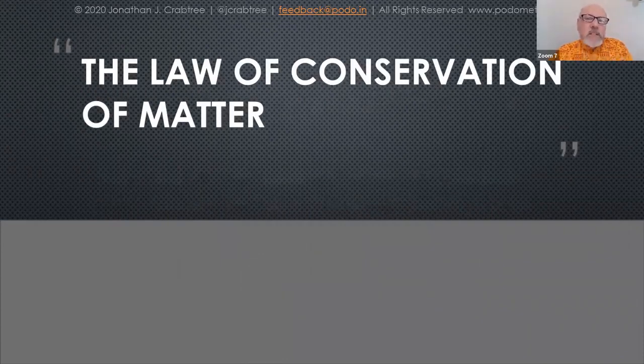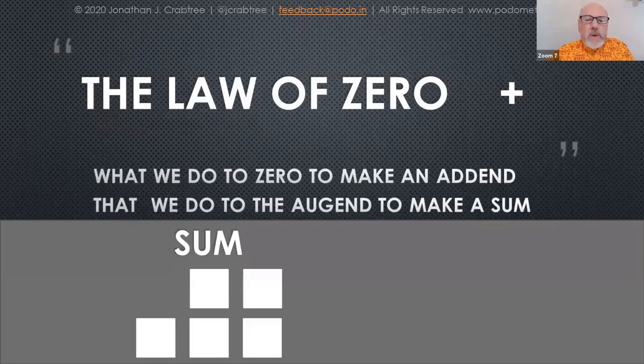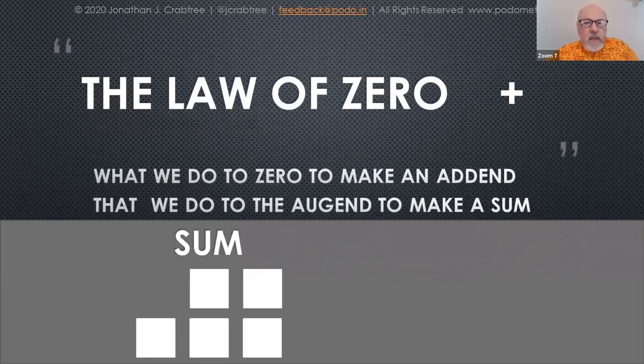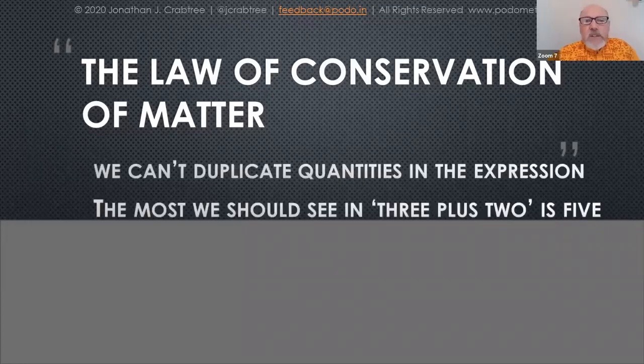Now, I like to sequence these in a particular way with young children, because it's all about the law of conservation of matter. In children's books, if they have 3 plus 2, they will see 10 objects, because then we have the answer 5 on the page as well. And in the story, you've only got 5 things, and yet the children are seeing 10 things on the page. So I try and keep things a little separate to just help the children be totally focused. So the law of conservation of matter, we can't duplicate quantities in the expression. The most we should see in 3 plus 2 is 5, which I've just said.